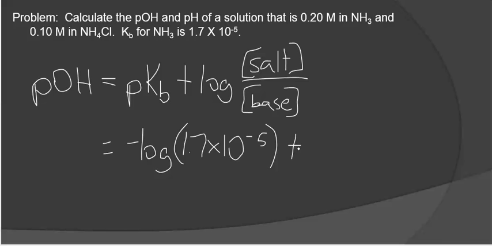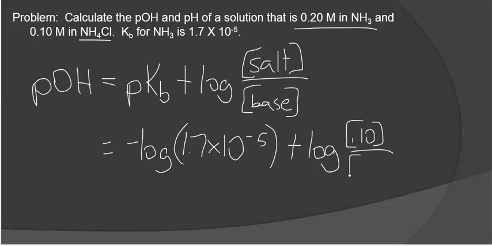plus log of the concentration of the salt. Well, the salt here is NH4Cl, divided by the concentration of the base, which is 0.2. So when you solve this, you will get the pOH from the Henderson-Hasselbalch equation, which comes out to a value of 4.47.